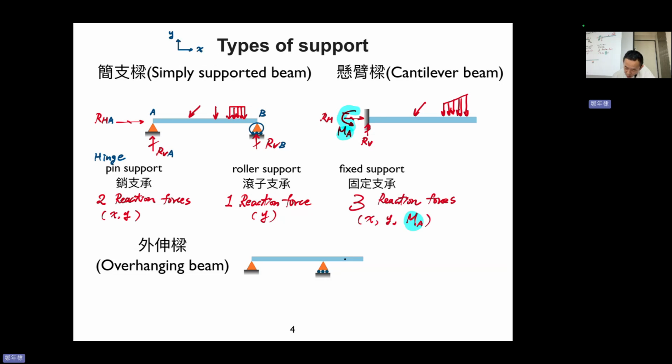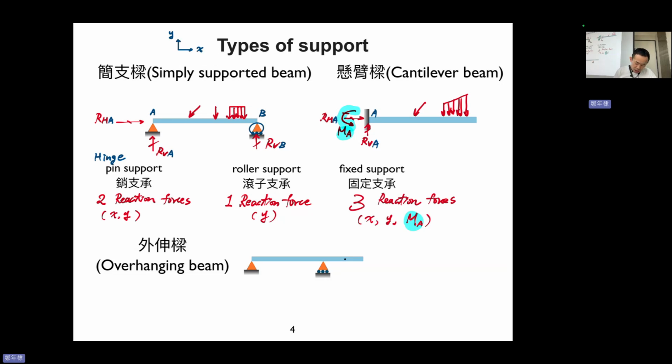Sorry, I should give you a symbol. It's A_RV, A_RH, A_M. All right, so 3 types of support, very important.